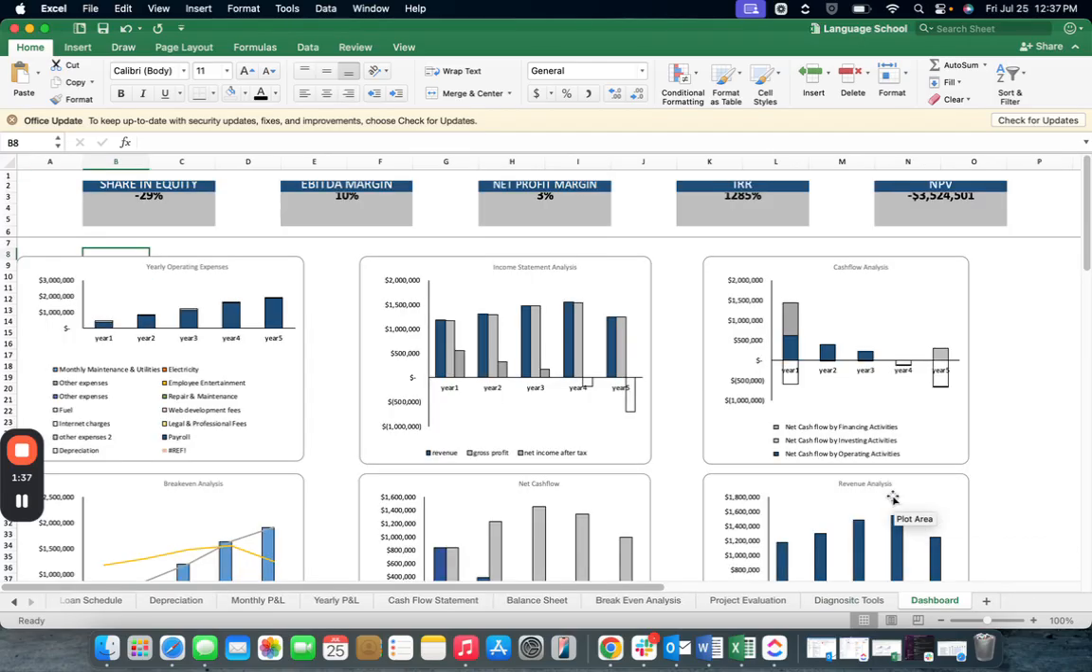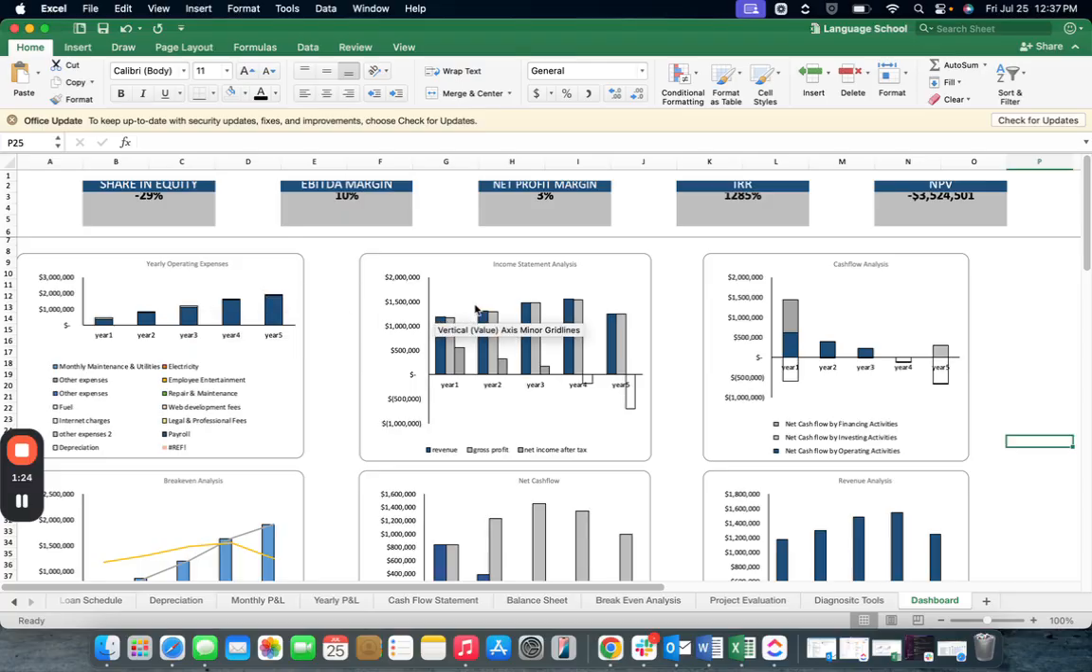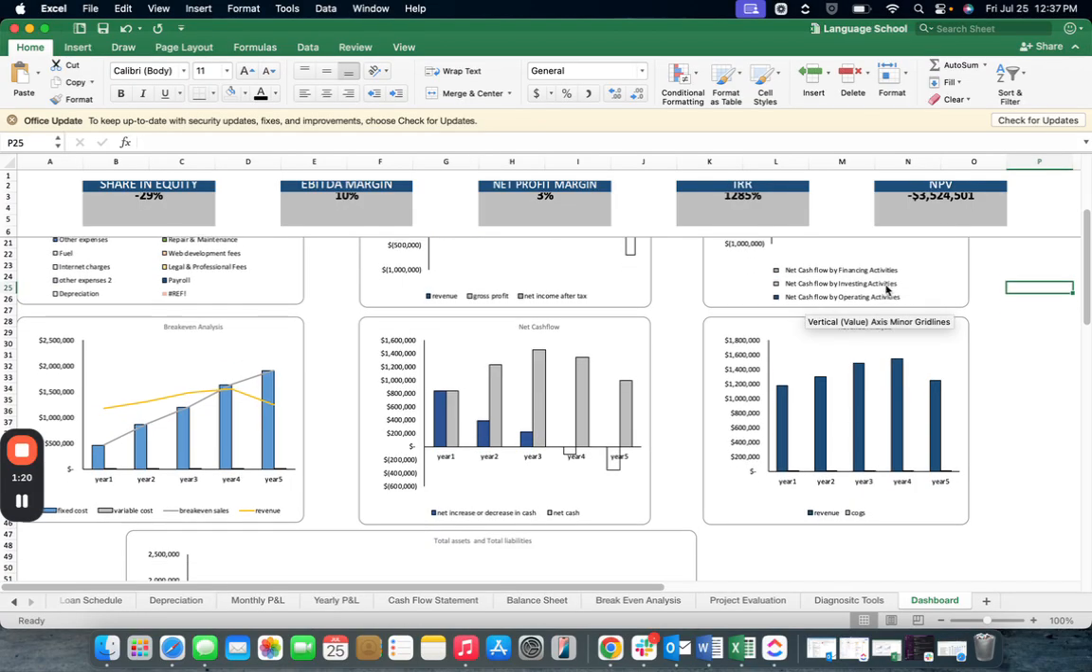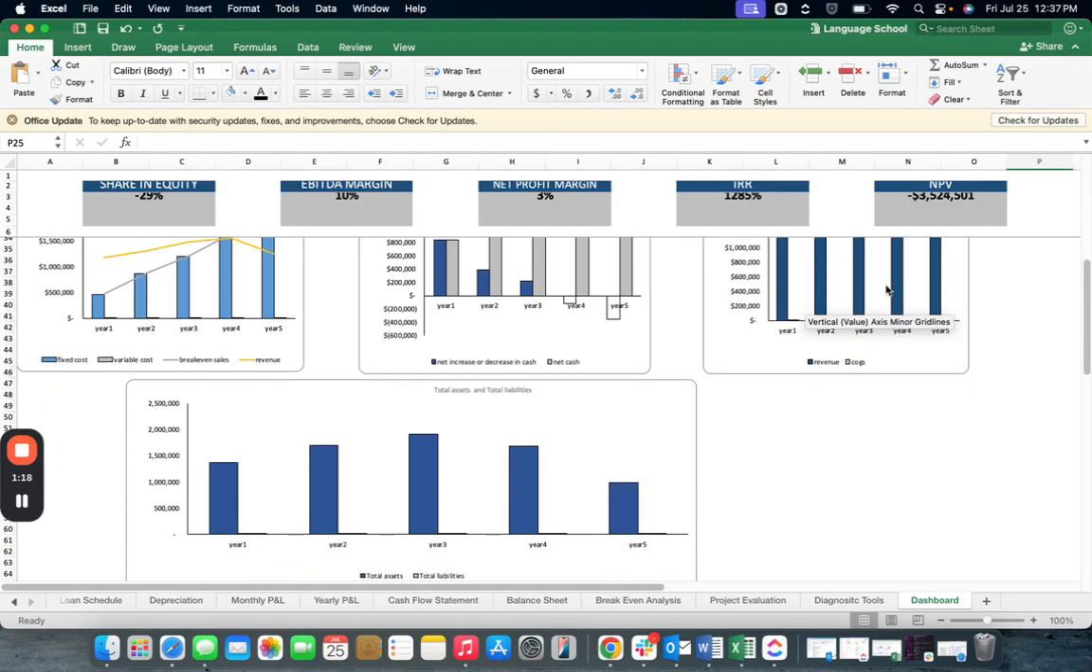Coming towards the dashboard, an overview of the whole financial model, it shows the share in equity, EBITDA margin, net profit margin, internal rate of return, net present value, along with the charts which show yearly operating expenses, income statement analysis, cash flow analysis, revenue analysis, net cash flow, break-even analysis, and total assets and total liabilities.